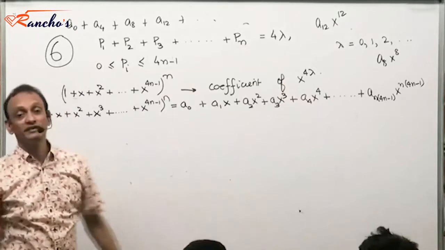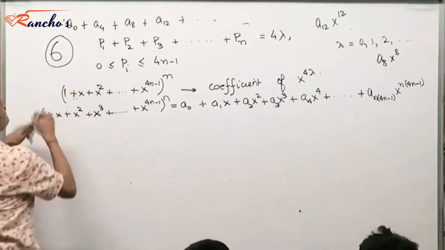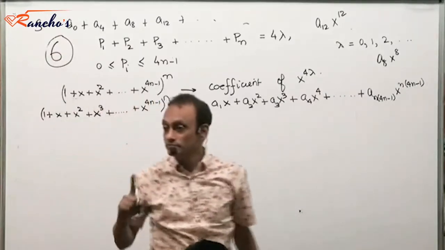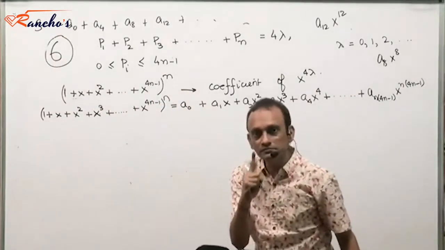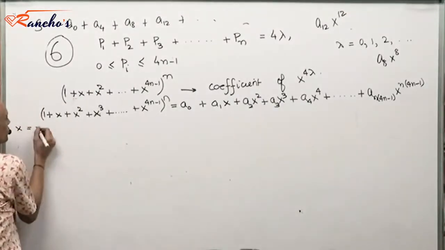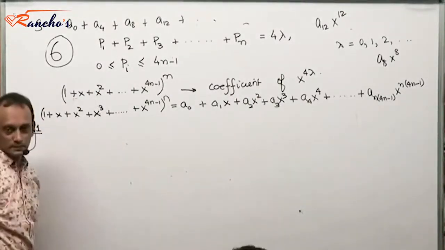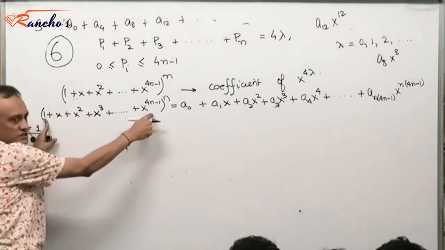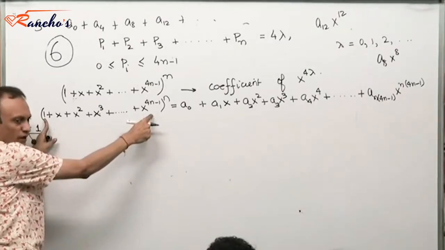Let me find out this sum. So this sum will be my solution. This sum would be the solution to the problem. Okay? Let me plug in x equal to 1 on both sides. This will be 4n because these are 4n terms, isn't it? So this will be 4n.